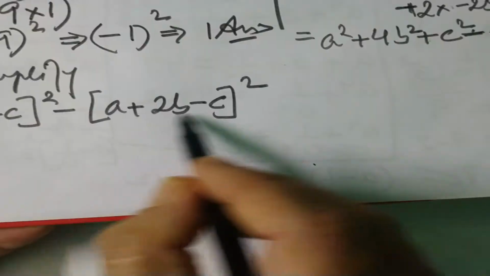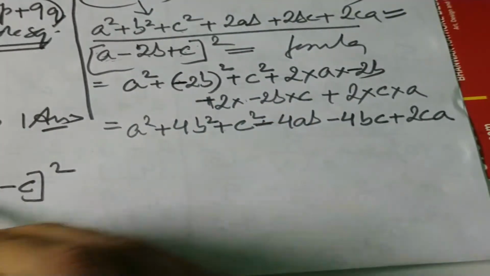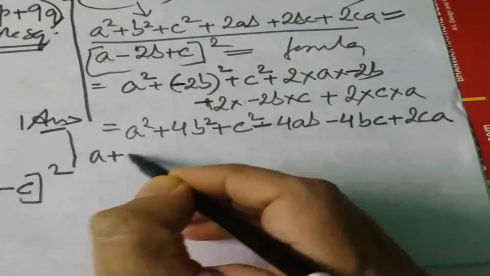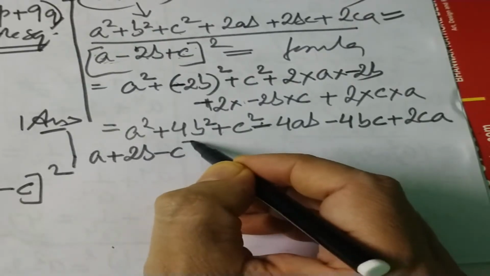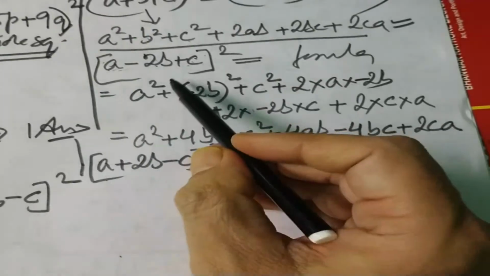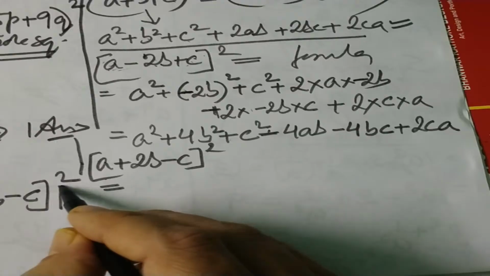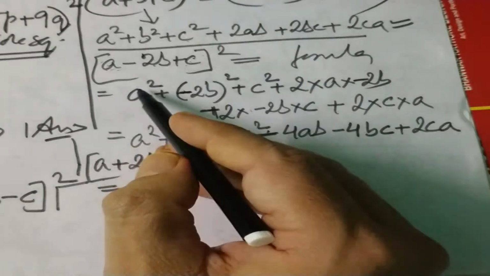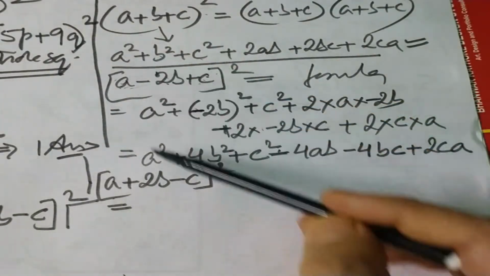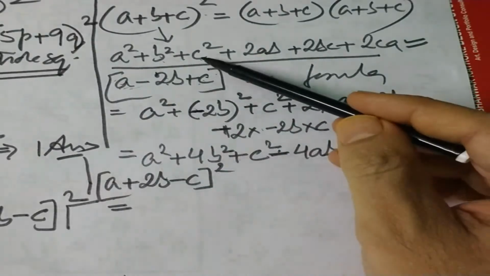Now I have to solve this also. So I am solving the next part, which is written as (a plus 2b minus c) square. This will also be solved like this. So what will it be? a square. I am using this formula. So see the formula and see the values. a is the first term, b is the second term, c is the third term.